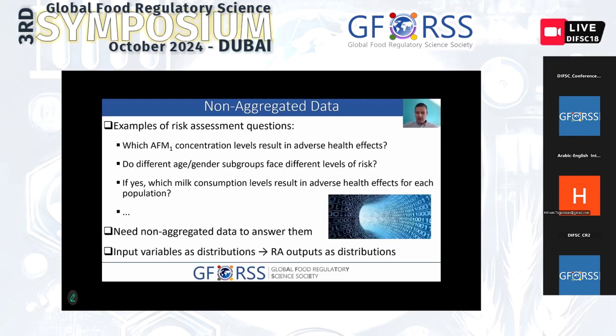But if you want to estimate the risk for different subgroups, you will need non-aggregated data, meaning distributions for the different parameters, which means access to individual data points. This may enable us to identify at-risk population subgroups or consumption habits that would have been masked otherwise.